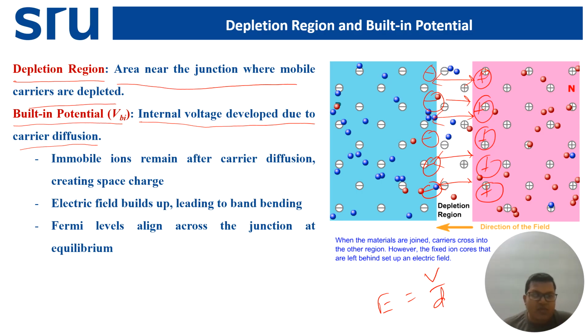So the immobile ions remain after carrier diffusion, creating space charge, and that's what I am saying. The electric field builds up, and finally it gives us the band bending phenomenon. And then the Fermi levels align across the junction at equilibrium.